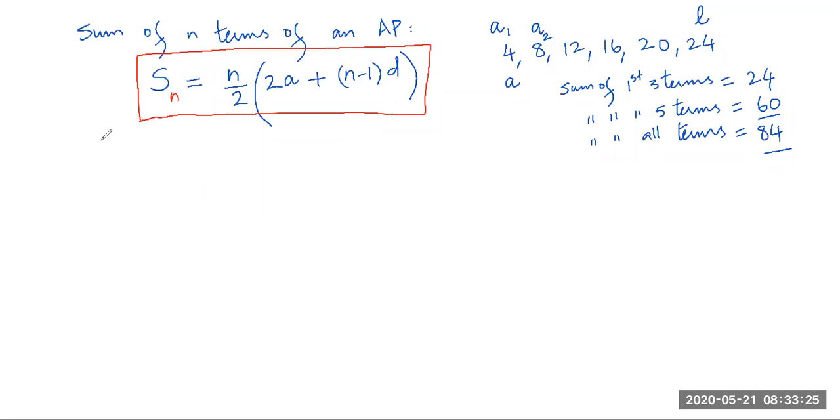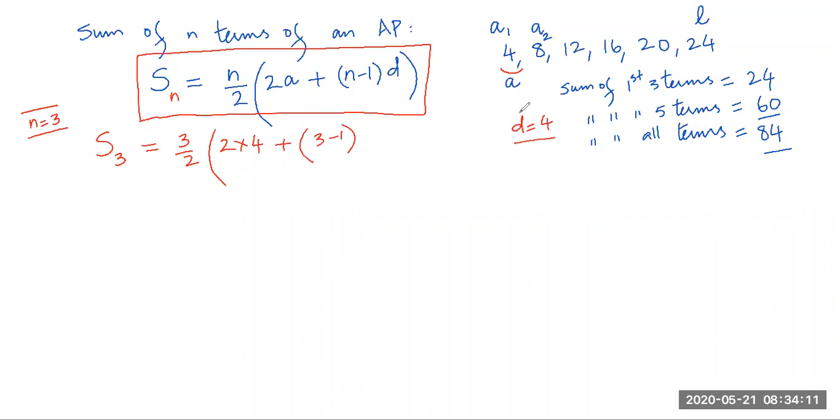So now, when I replace n with 3, what does it mean? It means the sum of the first three terms. The sum of the first three terms is equal to, now the value of n is 3, so 3 by 2 into 2a. What is a? It is 4. 2 into 4 plus n minus 1, the value of n is again 3, minus 1, into d. What is d? The common difference is just the first term subtracted from the second term. The common difference is 8 minus 4, or 12 minus 8, or 16 minus 12. All should be the same, so that it is an AP.